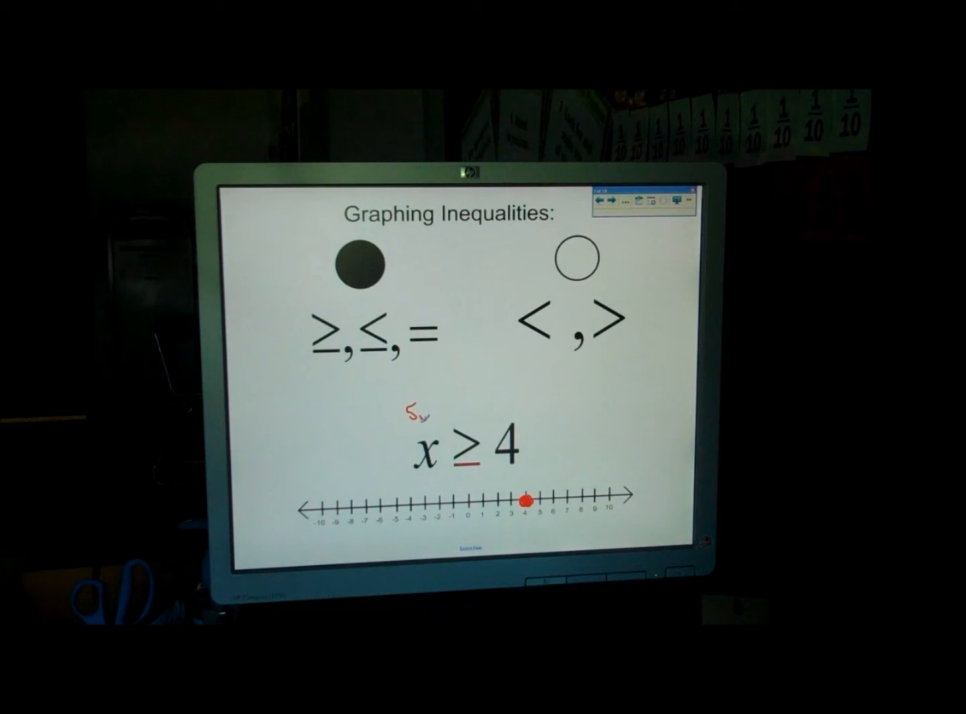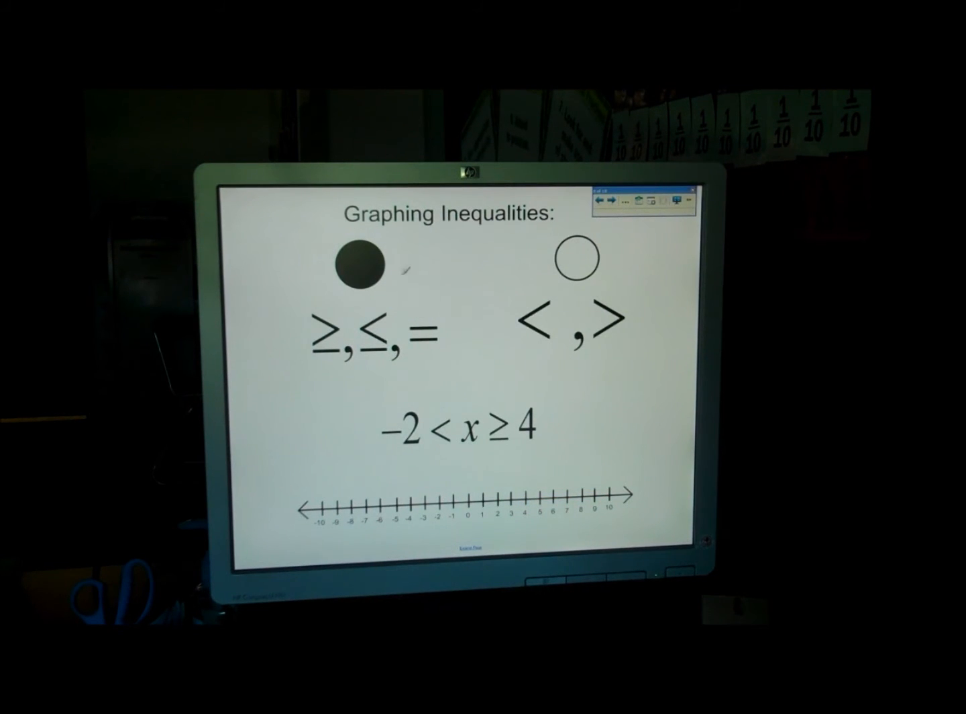Those are numbers like 5, 6, 7. So we want to shade in that direction on the number line. Okay? And does 4 make that true? Is 4 greater than or equal to 4? Yes, that's a true statement.